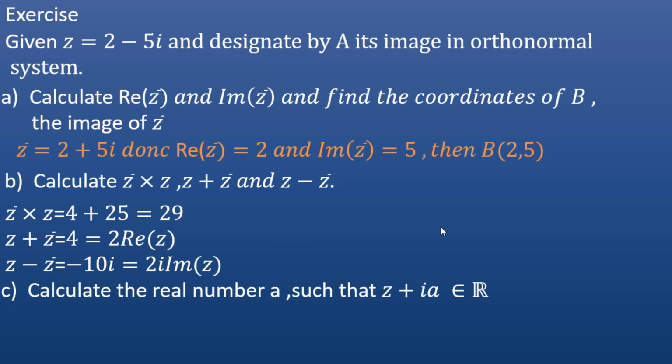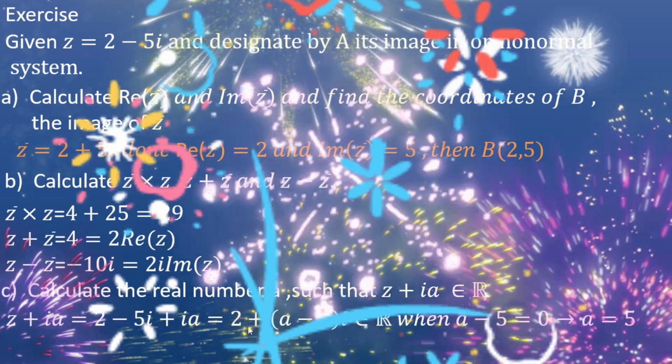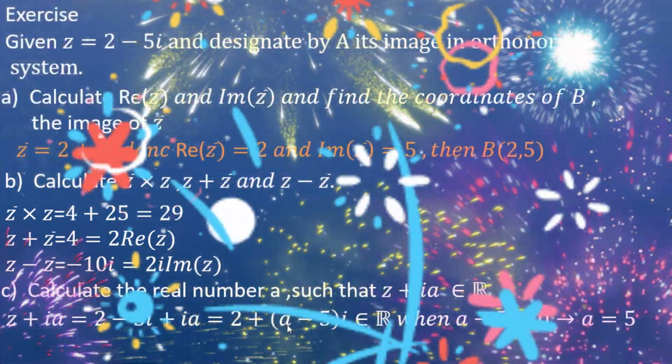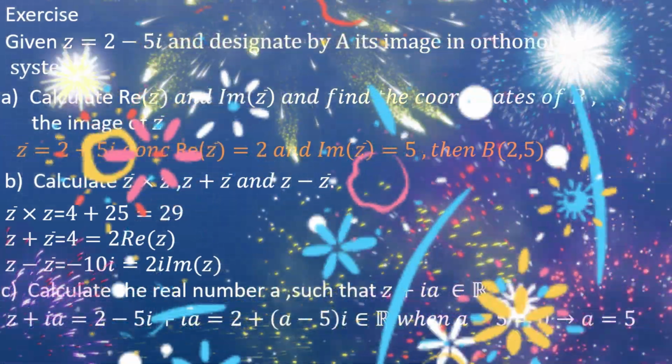Calculate the real number a such that z plus ia belongs to R. So we have to write z plus ia in algebraic form, and to get a real number, the imaginary part of the obtained complex number should be 0. The imaginary part, a minus 5 equals 0, a equals 5.